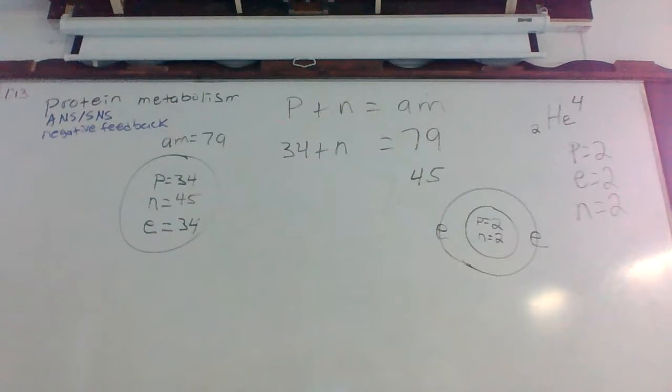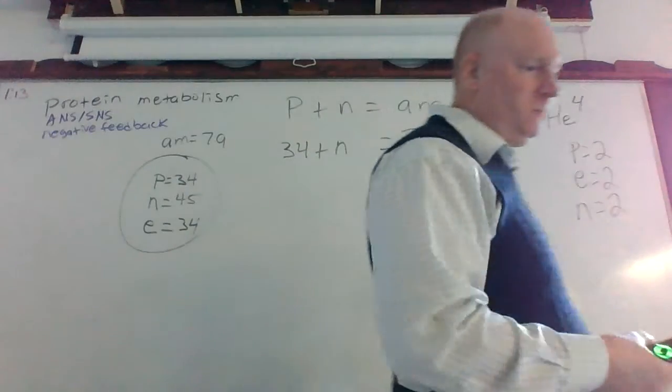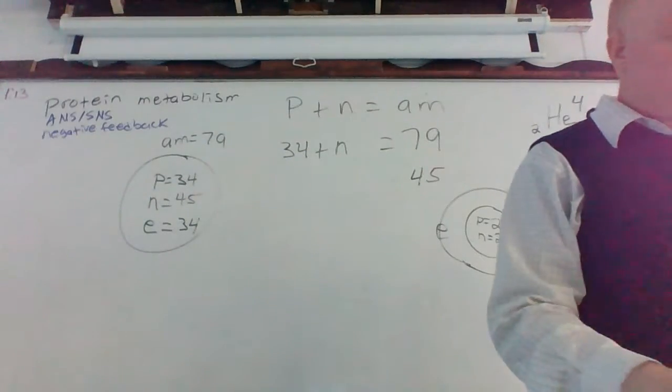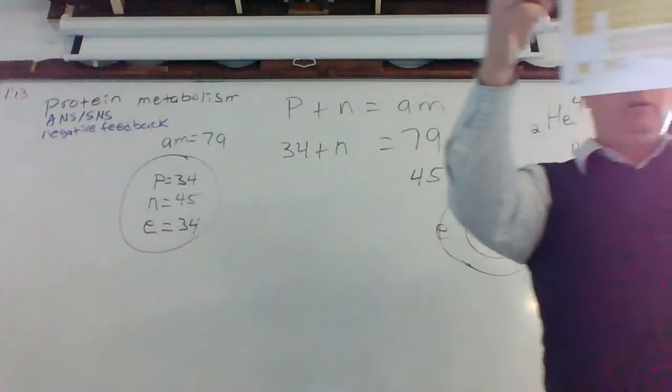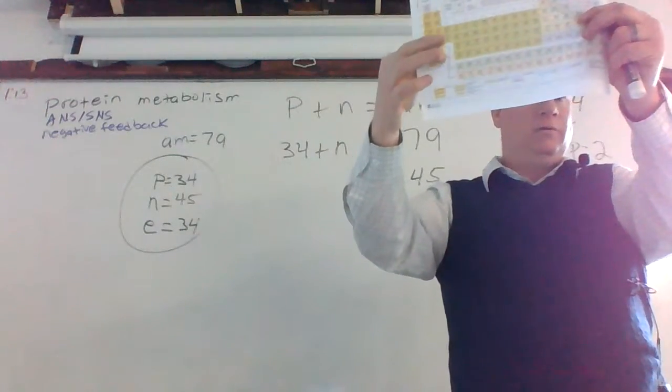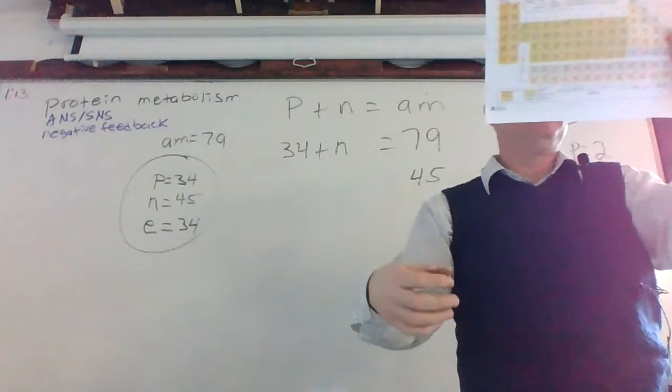This is column 1. This is column 2. This is the S block. These two columns right here. Hydrogen is in the S block. That is correct. So these first two columns, column 1 and column 2, are in the S block.